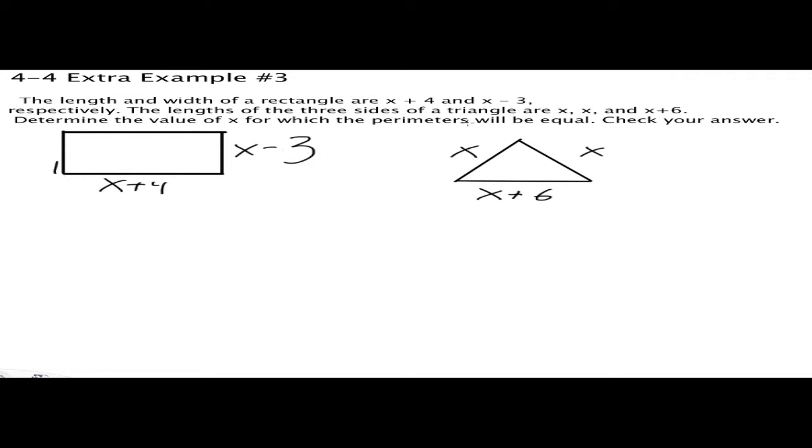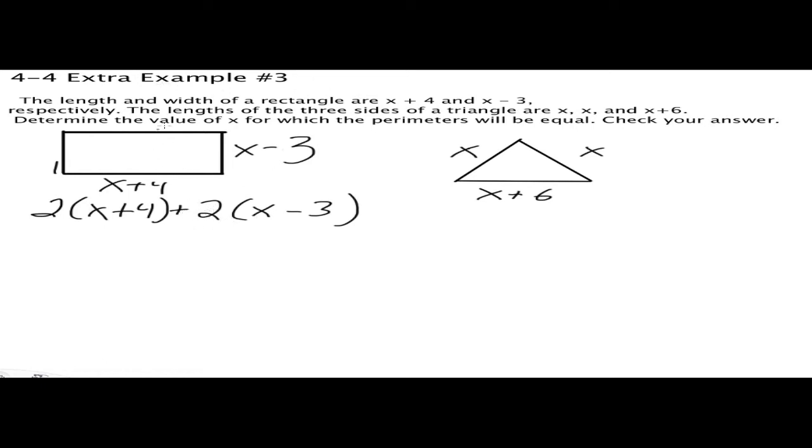So what are our equations going to look like when we write this down? Well, we're going to take a look at what those might appear like. For x plus 4, x minus 3, I've got two x plus 4s, so that's 2 times x plus 4 plus 2 times x minus 3. So here's my expression for the perimeter of the rectangle.